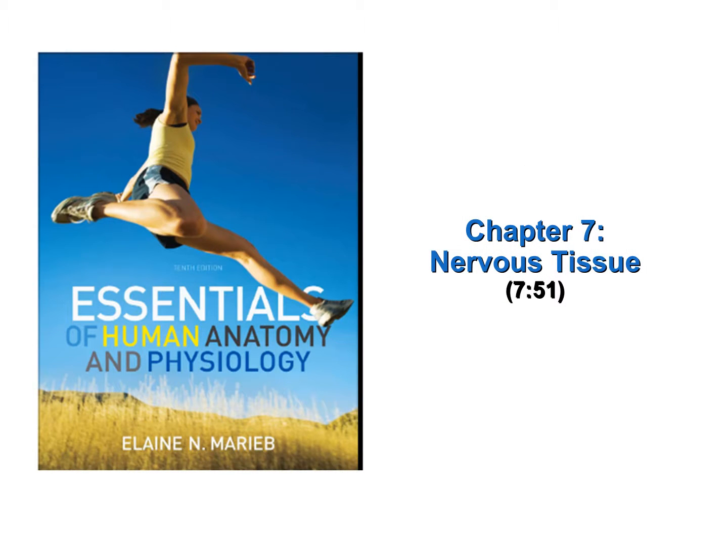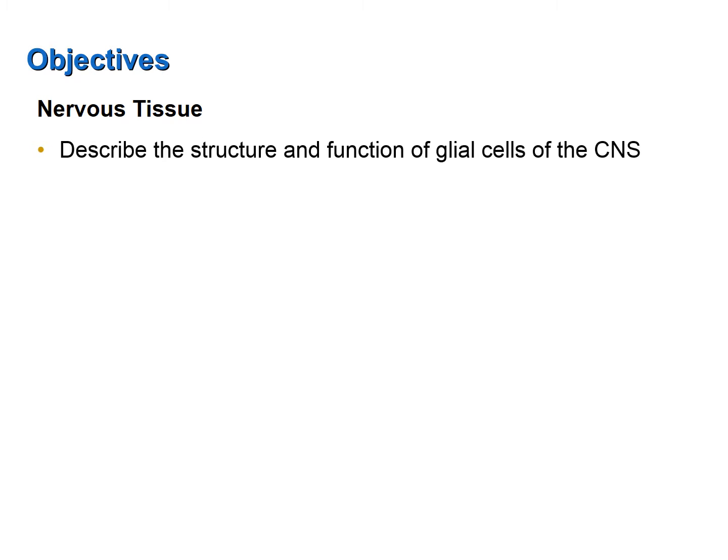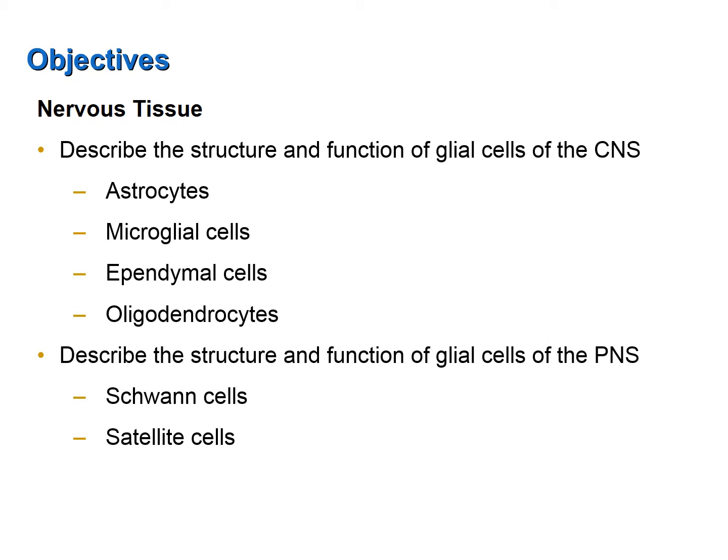Nervous tissue is discussed in this screencast, which may be found in Chapter 7 of your textbook. This screencast was designed to help you achieve the following objectives. Describe the structure and function of glial cells of the central nervous system. This includes the astrocytes, microglial cells, ependymal cells, and oligodendrocytes. The second objective is to describe the structure and function of glial cells of the peripheral nervous system. These cells include Schwann cells as well as satellite cells.